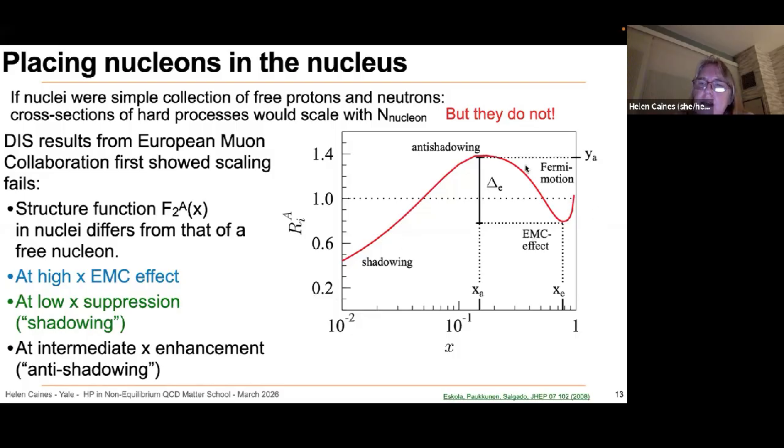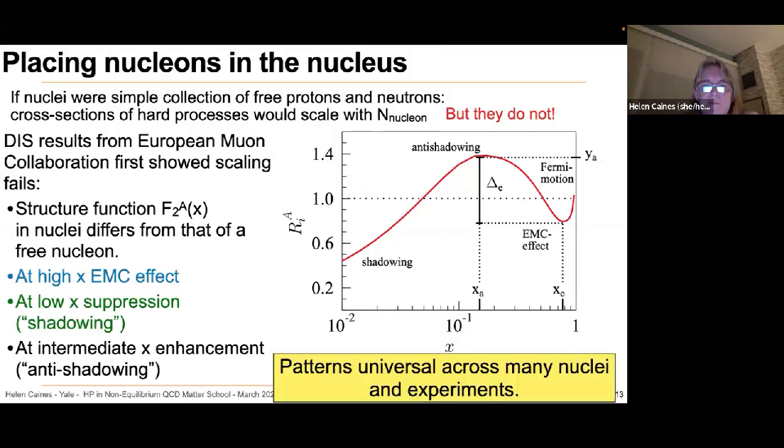So we expect to see differences. So we have to measure these nuclear PDFs if we're going to try and understand and determine, for example, what the cross-section theoretically is of a jet in an AA collision. It's a universal scale. It's been shown now across many nuclei and experiments that this pattern of a suppression at very high x, then the anti-shadowing, and then the shadowing, is universal to nuclei. There's not a different one for every single nucleus.